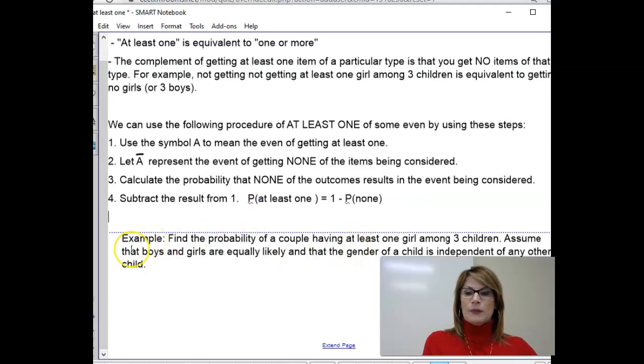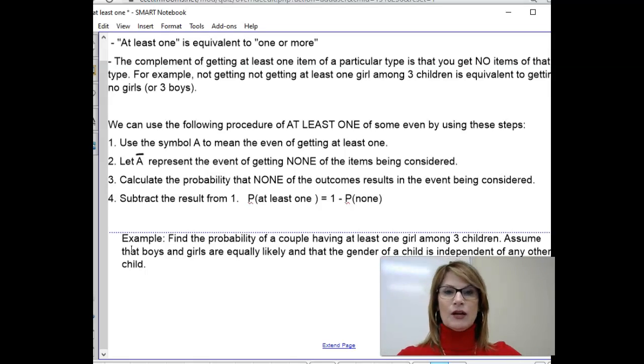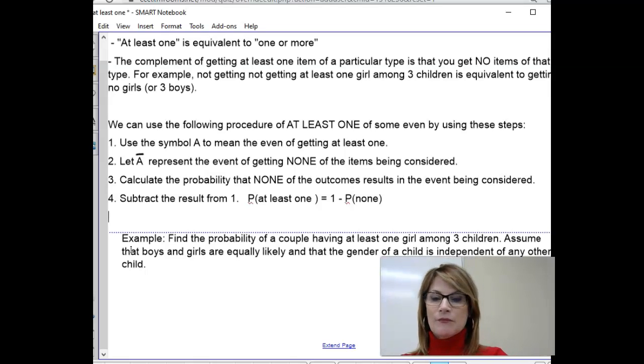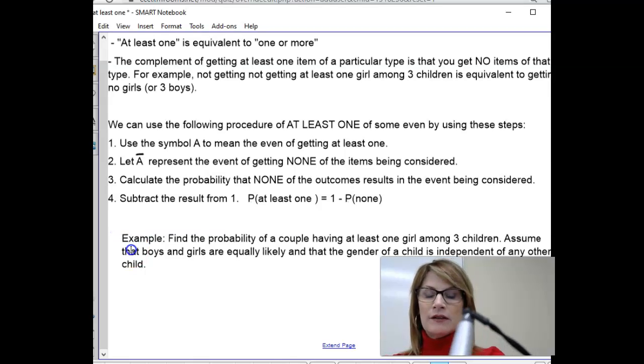Okay, so find the probability of a couple having at least 1 girl among 3 children. Assume that boys and girls are equally likely and that the gender of a child is independent of any other child, meaning they don't have any children yet, and they're going to have a child, have a child, have a child. At least 1 girl. Okay, so that would be 1 minus the probability of no girls.